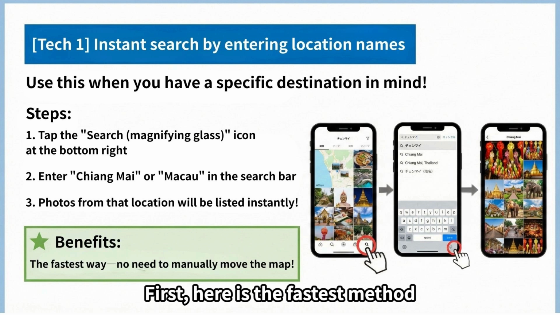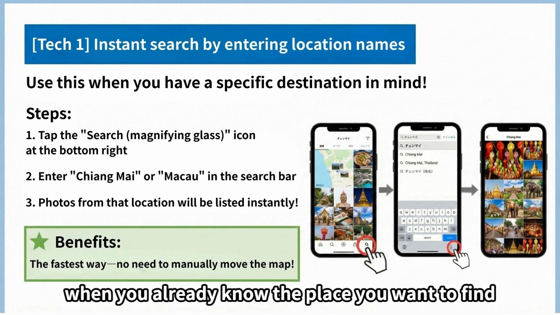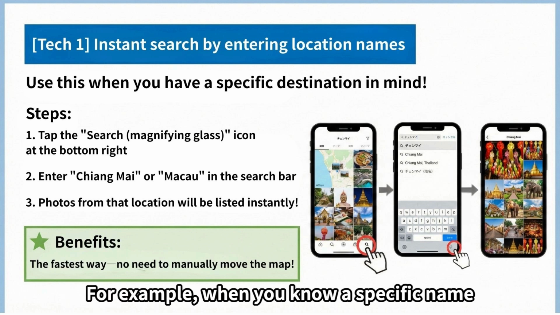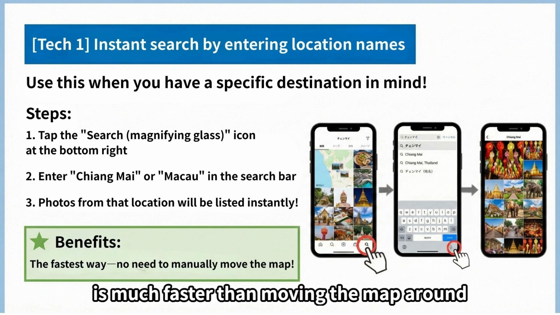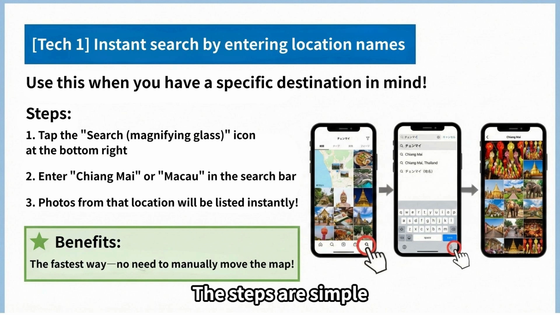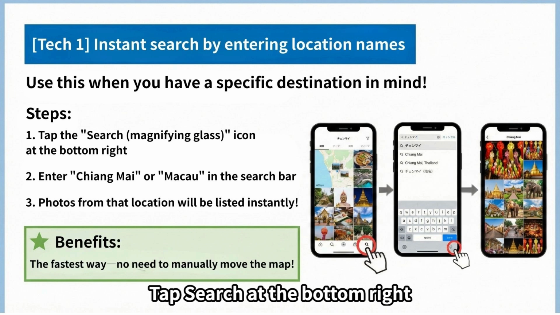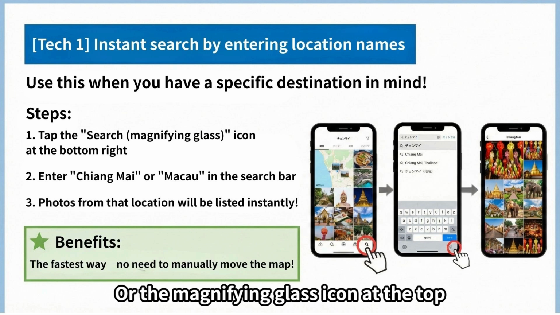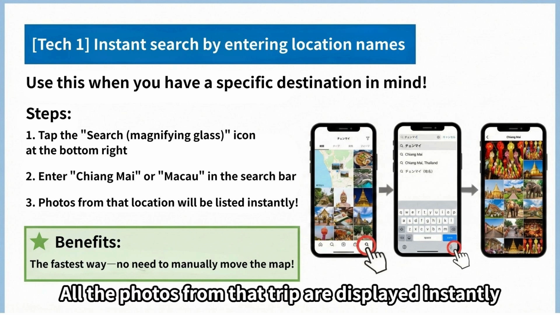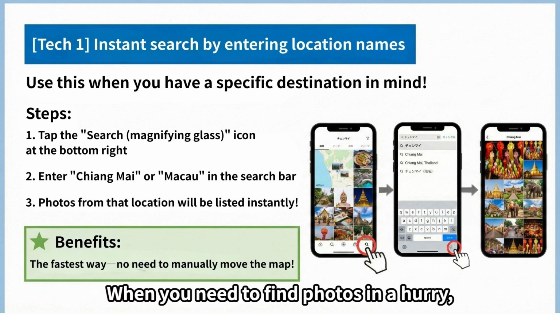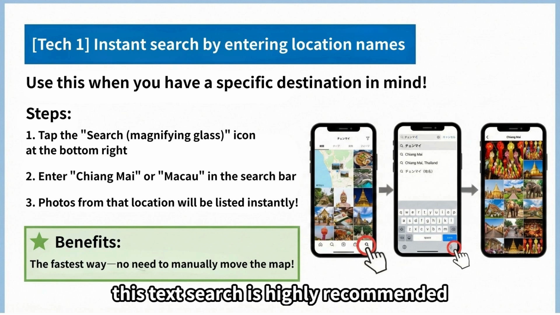First, here is the fastest method when you already know the place you want to find. For example, when you know a specific name like Chiang Mai or Macau, typing it in is much faster than moving the map around. The steps are simple. Top search at the bottom right or the magnifying glass icon at the top. Just enter the location name. Now look at this. All the photos from that trip are displayed instantly. When you need to find photos in a hurry, this text search is highly recommended.